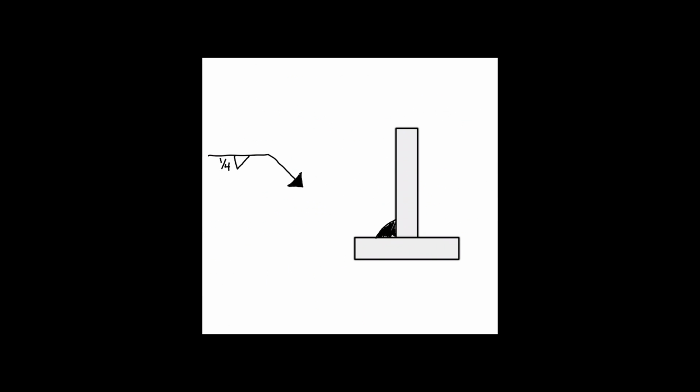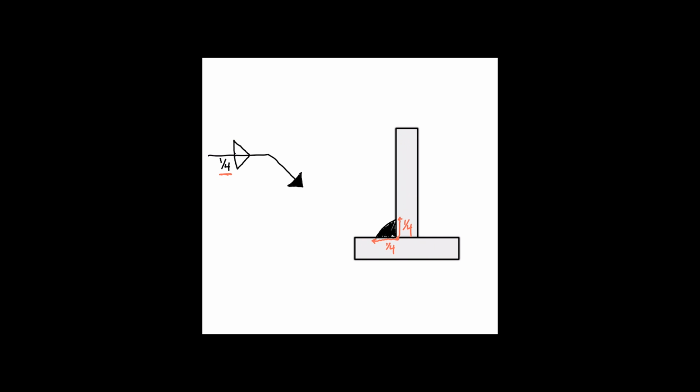So let's take it back to the example with the T-joint. If on a blueprint you see something like 1/4 of an inch for the size of the weld, and here we already have the weld in place, what that 1/4 inch means is that from the root of the weld all the way out to the toes on either side, that distance is going to be 1/4 of an inch.